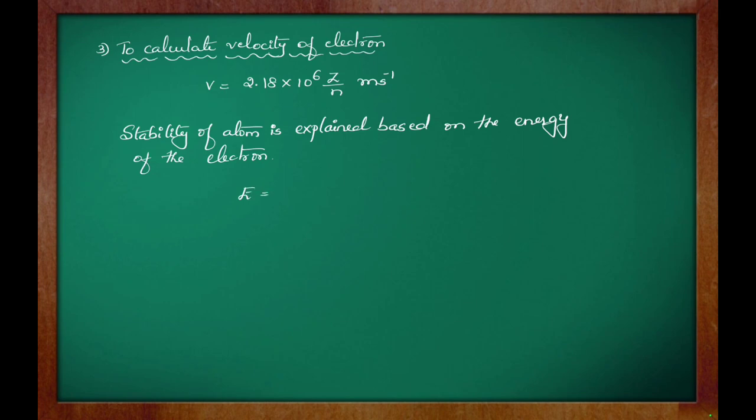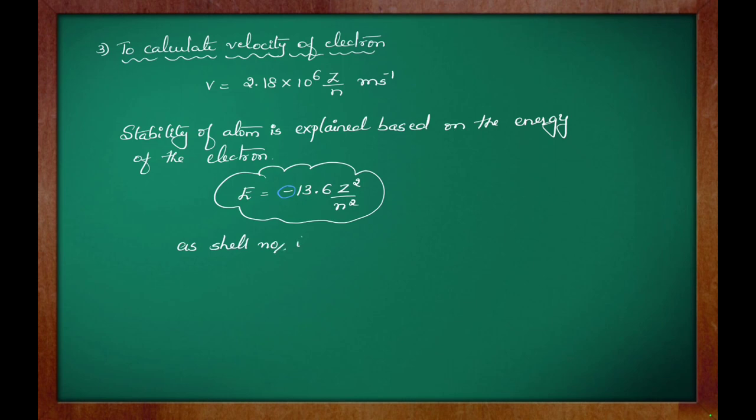The energy of electron is given by E is equal to minus 13.6 Z square divided by n square. Now, if you look into this formula, you might wonder why this is negative. It is because as the shell number increases, means as the value of n increases, the energy will also increase.